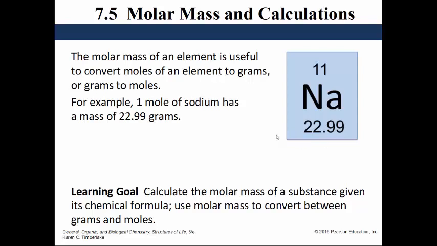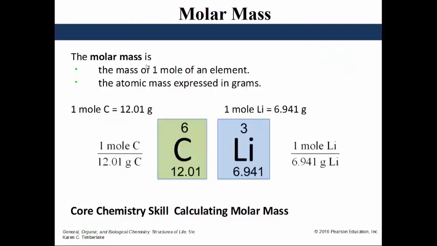And this process is true for any element in the periodic table. 1 mole of that element equals its atomic mass. So the molar mass is what we just talked about regarding sodium. So we'll zoom in on carbon, atomic number 6. 1 mole of carbon is 12.01 grams. This is what this ratio is representing. 1 mole of carbon is the same thing as 12.01 grams of carbon. For lithium, atomic number 3, 1 mole of lithium is equivalent to 6.941 grams of lithium.